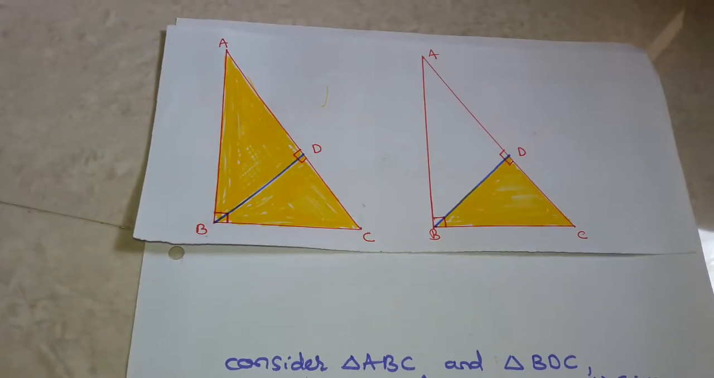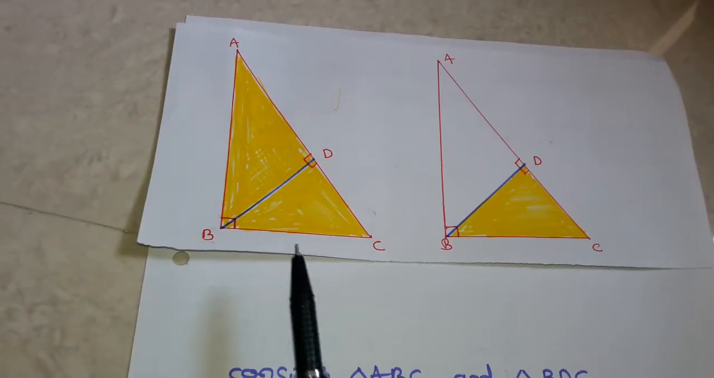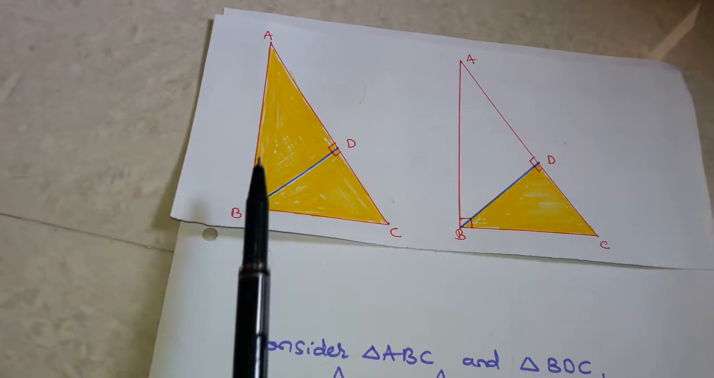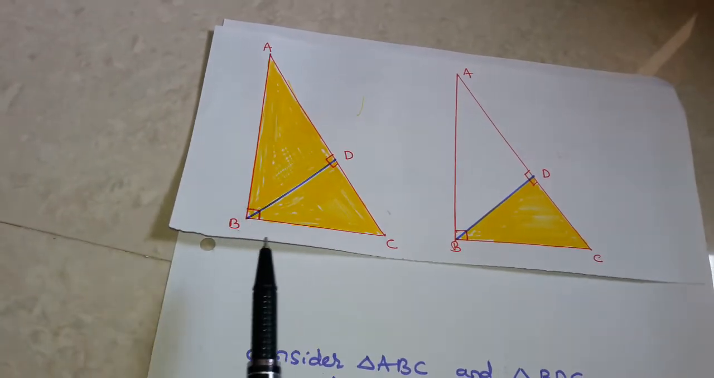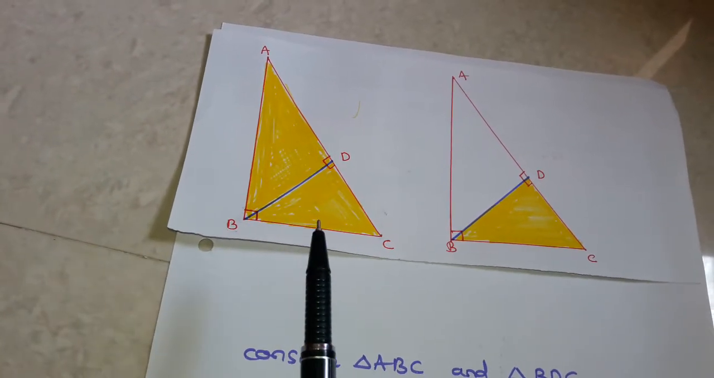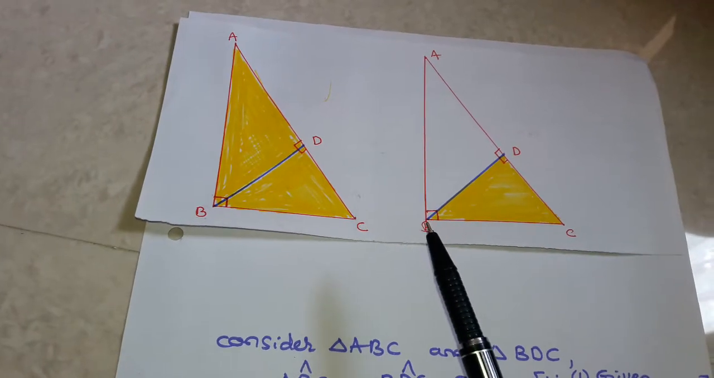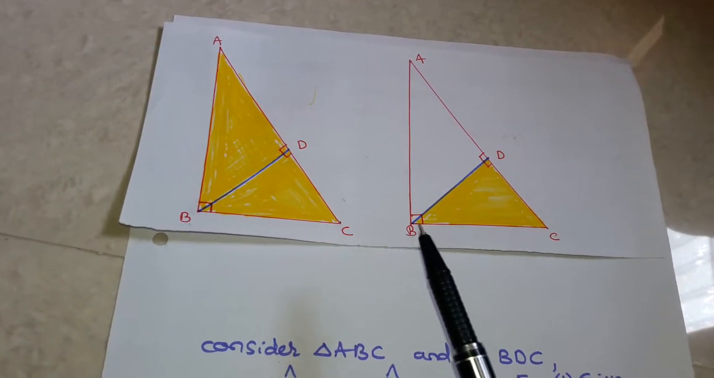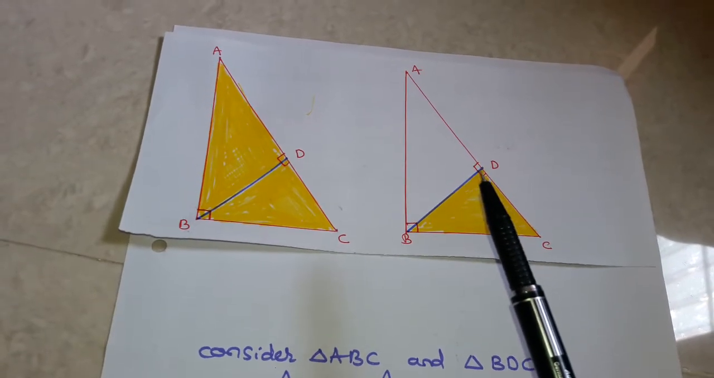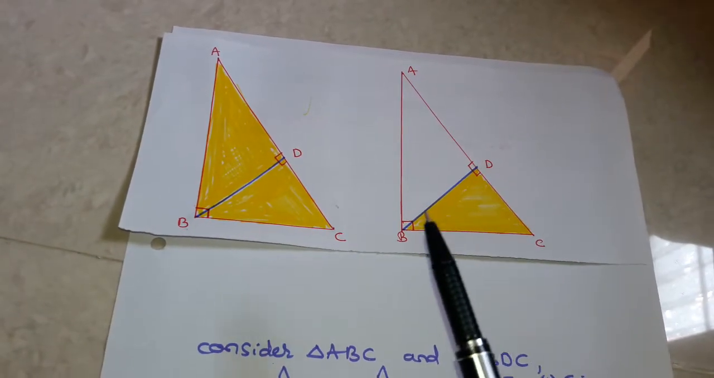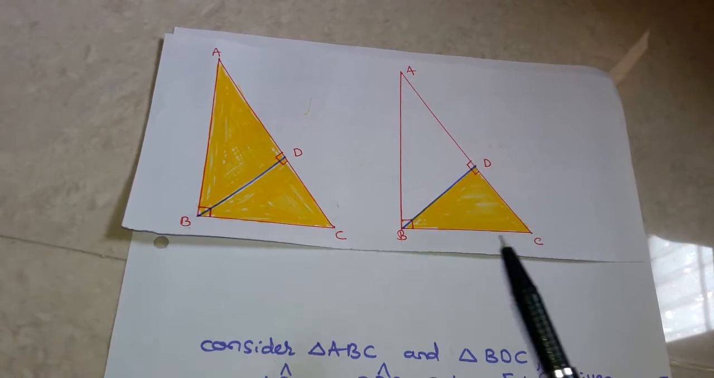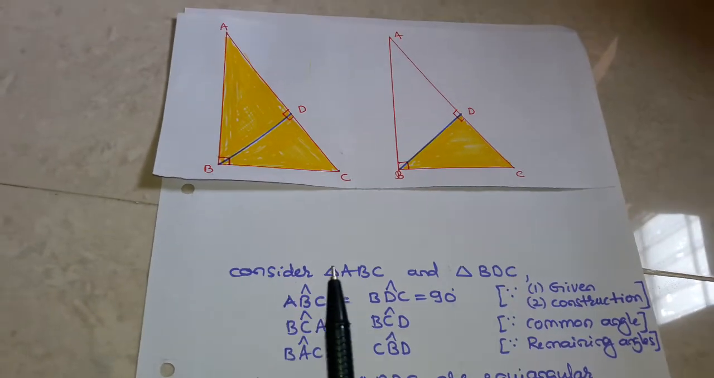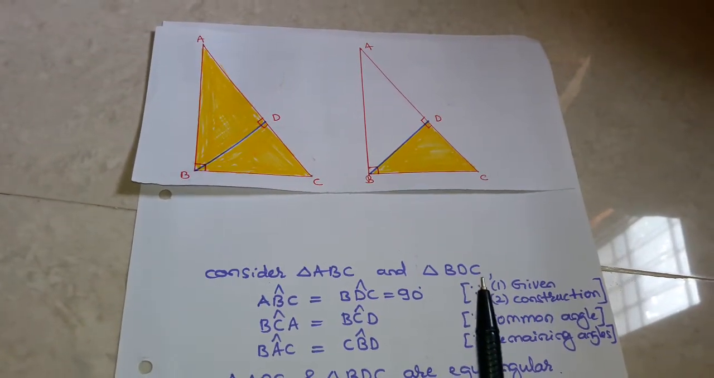Let's continue the proof by taking this time triangle ABC, keeping the big triangle the same once again, and this time changing the smaller newly created triangle. Earlier we had selected ABD, now we have gone for BDC or BCD. So consider triangle ABC and triangle BDC.